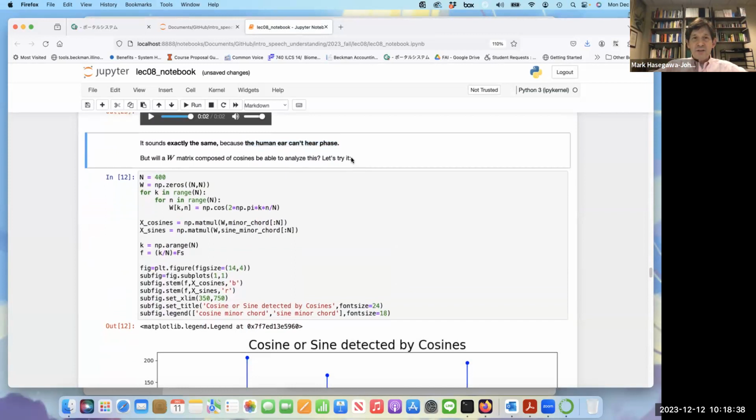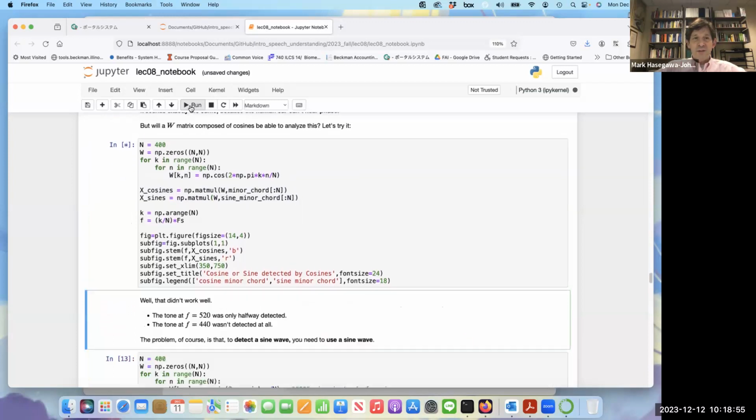But a W matrix composed entirely of cosines, if W is the cosine of 2 pi kn over capital N, then when I multiply the original minor chord to get x cosines, I will find that works. But if I multiply W times the sine minor chord, I will find no result at all.